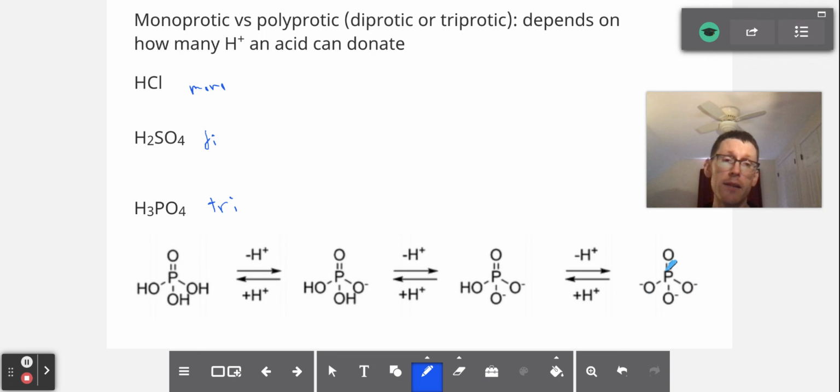And it really depends whether it goes a little of the way or all the way. It depends on the conditions that it's in. If it's in enough base to rip off three protons, then it will be deprotonated all the way to phosphate. And if it's only in the presence of enough base to get rid of one of the protons, then it will be H2PO4 negative. And so that's how the concept of monoprotic versus polyprotic acids comes into play in this unit.